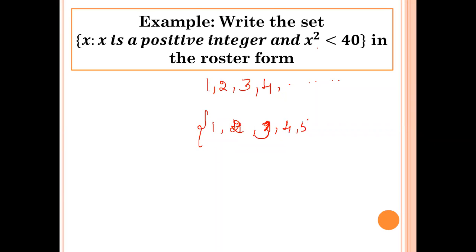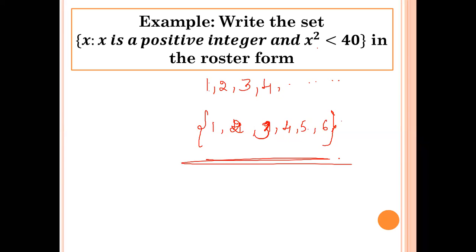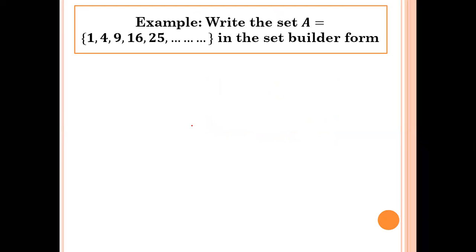So if you do this, 6 square is 36. So 36 is also less than 40. What about 7 square? Can I include 7 here, students? No. So my set in the roster form contains 1, 2, 3, 4, 5, 6. Only these many elements. Okay. So we'll move on to the next question.